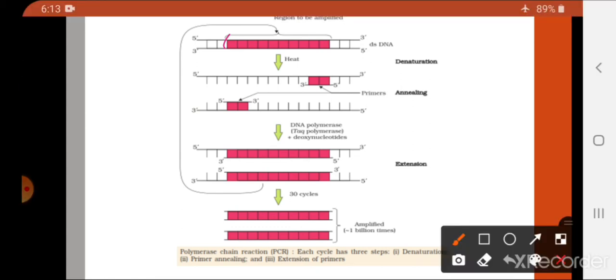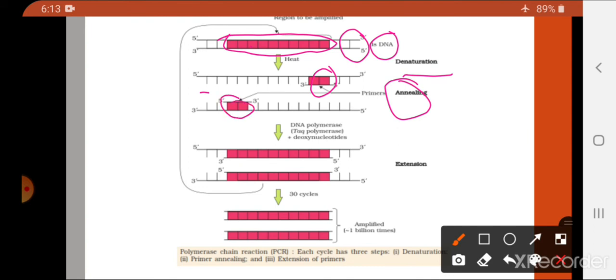This is the region which is to be amplified, that is, the one we require, okay. This is a double stranded DNA, one is in 5' to 3', the other is in 3' to 5'. So what is the first step? Denaturation. What will happen with denaturation? It is the separation of the double stranded DNA into single strands by breakdown of the hydrogen bonds. The second step is annealing. It is the joining of the primers to the template DNA.